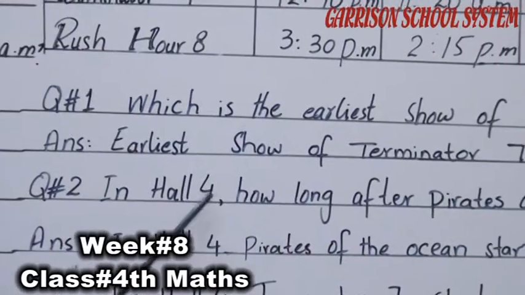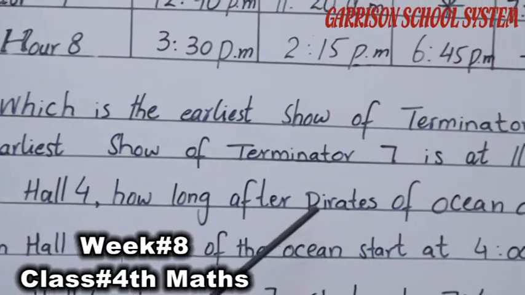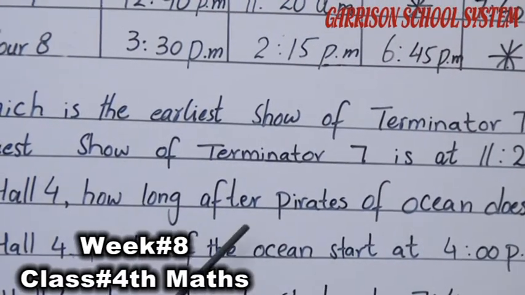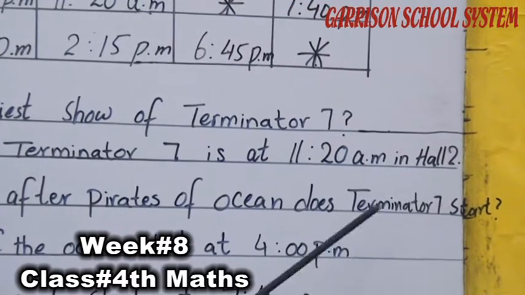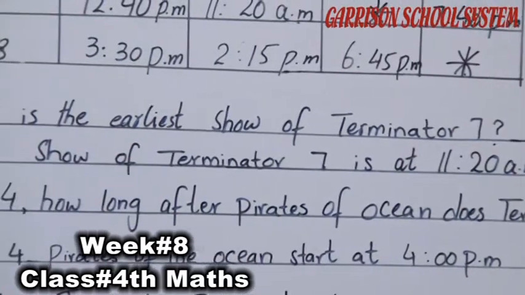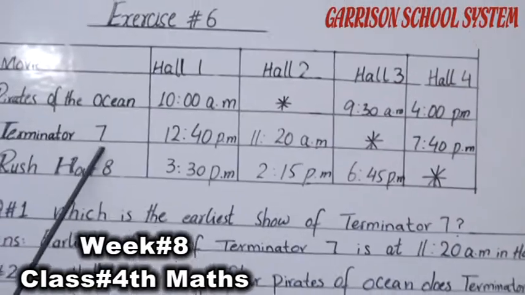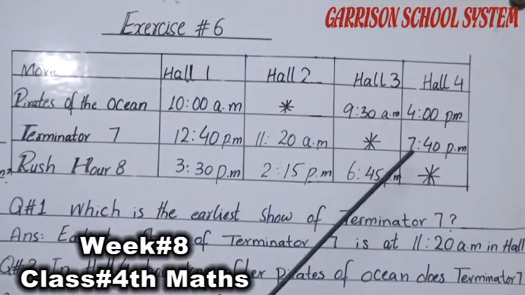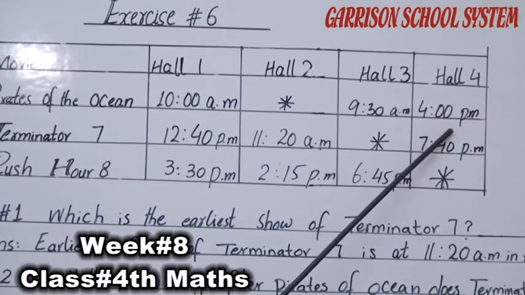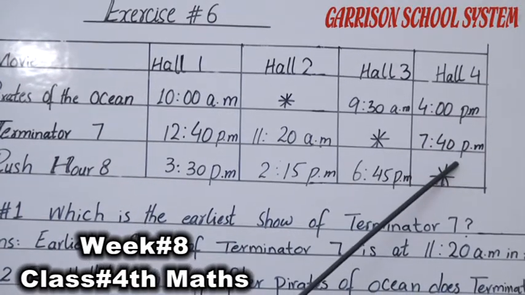In hall 4, how long after Periods of Motion does Terminator 7 start? This is hall 4, this is the Periods of Motion time, and this is the Terminator 7 time.